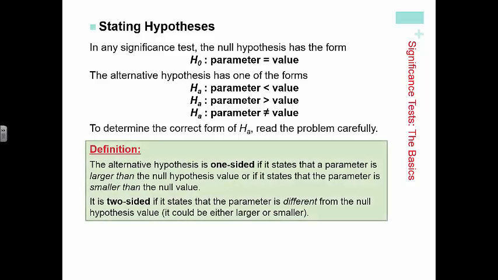So we have two types of tests: a one-sided test and a two-sided test. A one-sided test is when your alternative hypothesis is either less than or greater than. I just want one side. I want to find out if it was less than what they said, or I want to find out if it was greater than what they said. Versus your two-sided test says, I don't care if it's less than or greater than. I just want to know that it's different from what they said.